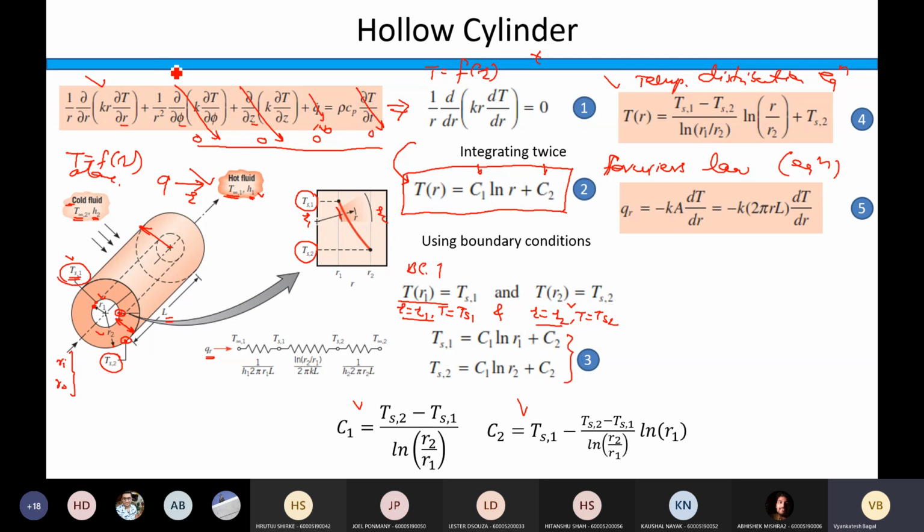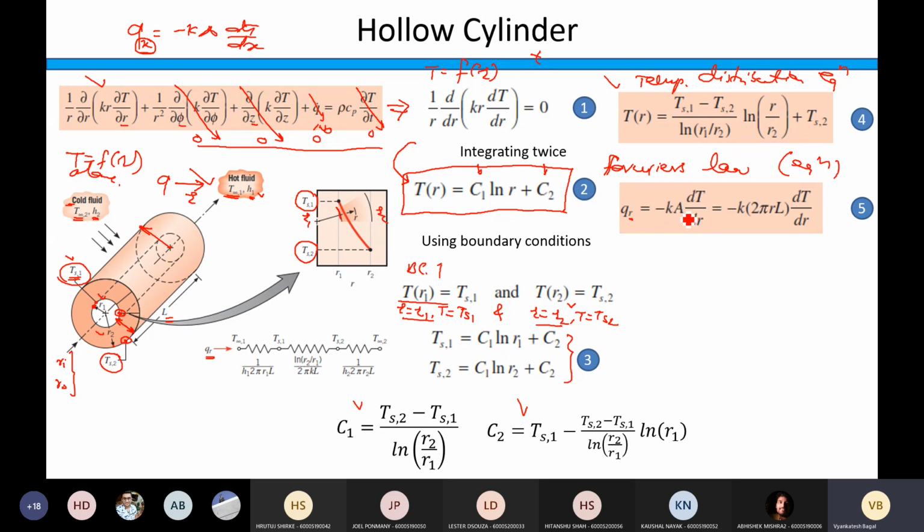Now, remember this. In case of Cartesian coordinates, we use Qx is equal to minus KA dT by dx. So this is something to do with the heat transfer along x direction. Here the heat transfer is taking place along r direction. That's why I am writing Qr is equal to minus KA dT by dr.